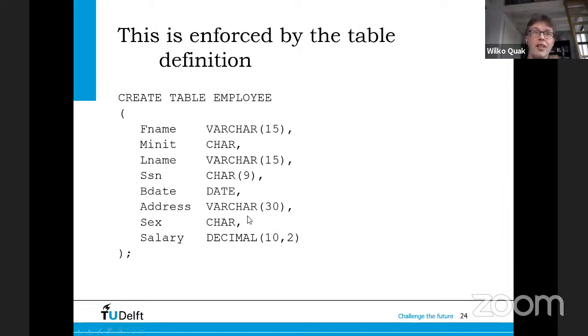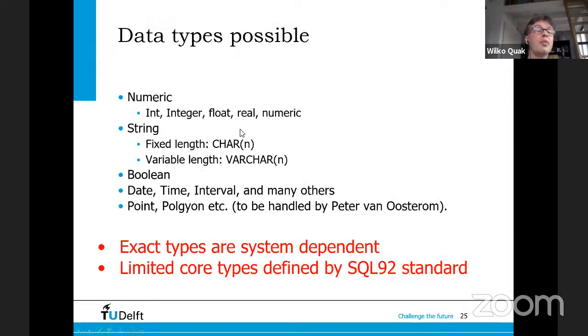So this is how you create tables, and if you see this, then you understand better what you can do with the table. Because if you have a column with salaries, you can add them up, and that doesn't really work that well if you have a column with names. It's a bit like Python, where you also have data types. So what kinds of types do you have? Integers, floating points, real numbers.